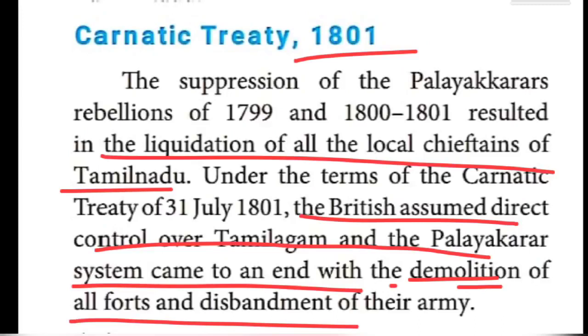What is meant by disbandment? Breaking. So by the destruction of all forts as well as the breaking of their army, the Palayakarar system came to an end. The Palayakarar system came to an end by the Carnatic Treaty, which was signed in the year 1801. These are the things given under this question. Next, the fall of Sivagangai: how did it fall?